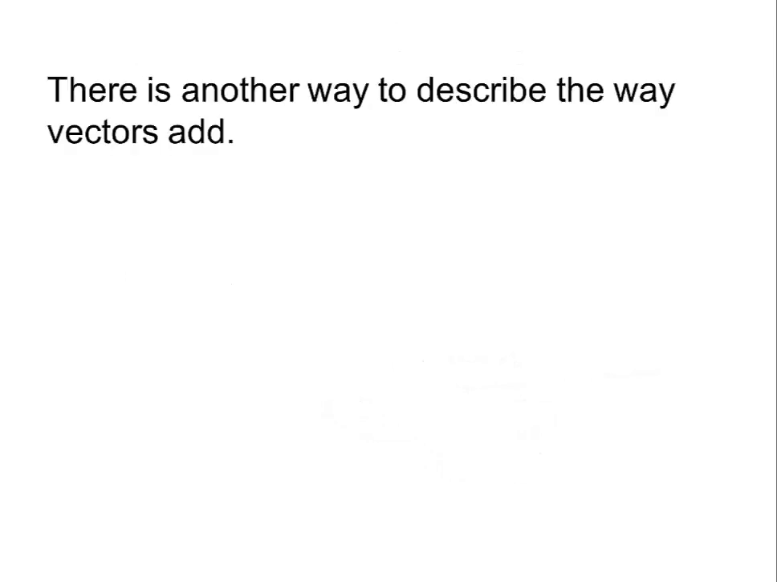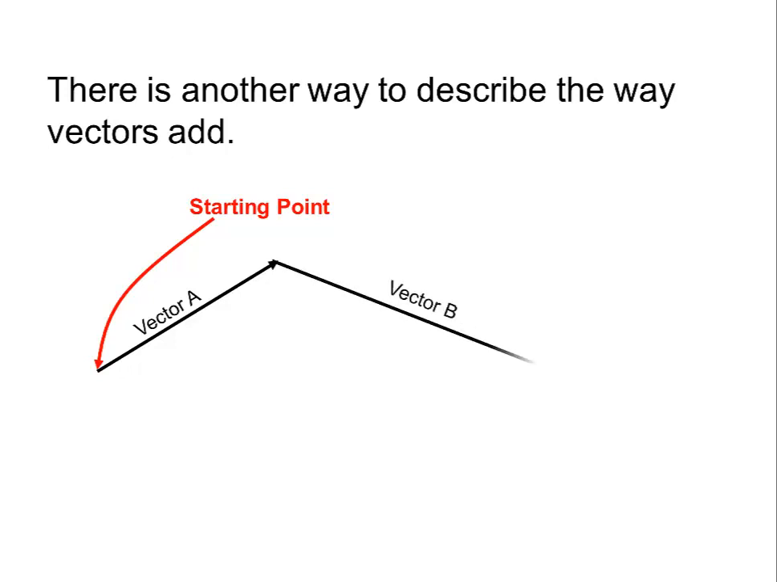A bit more with the addition of vectors now, and this will show us the usual way that vector addition is described. We'll begin with a starting point where we'll begin drawing the first vector. We'll call the first vector vector A, and it points from the starting point to the direction it's supposed to point. We draw vector B starting at the head of A.